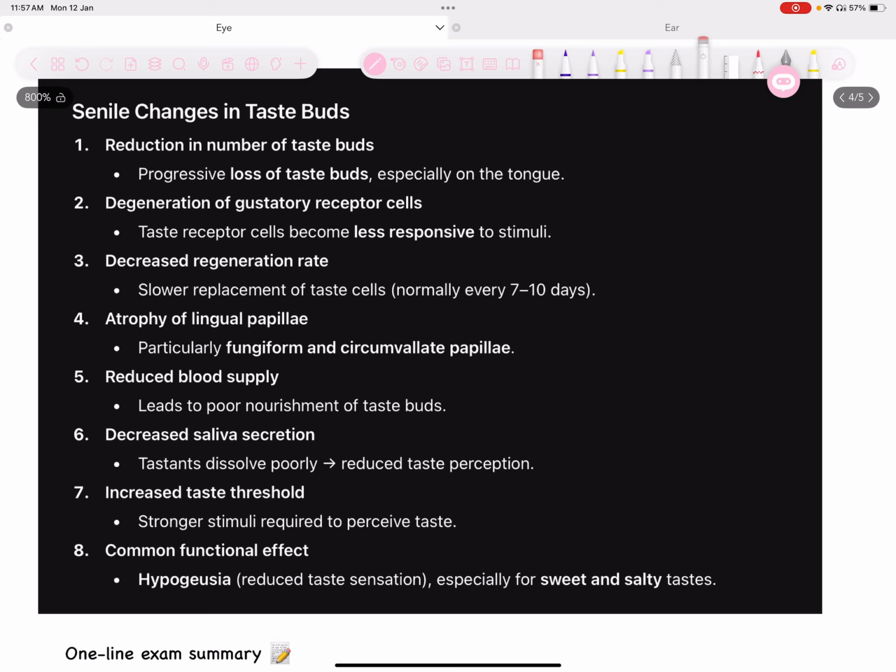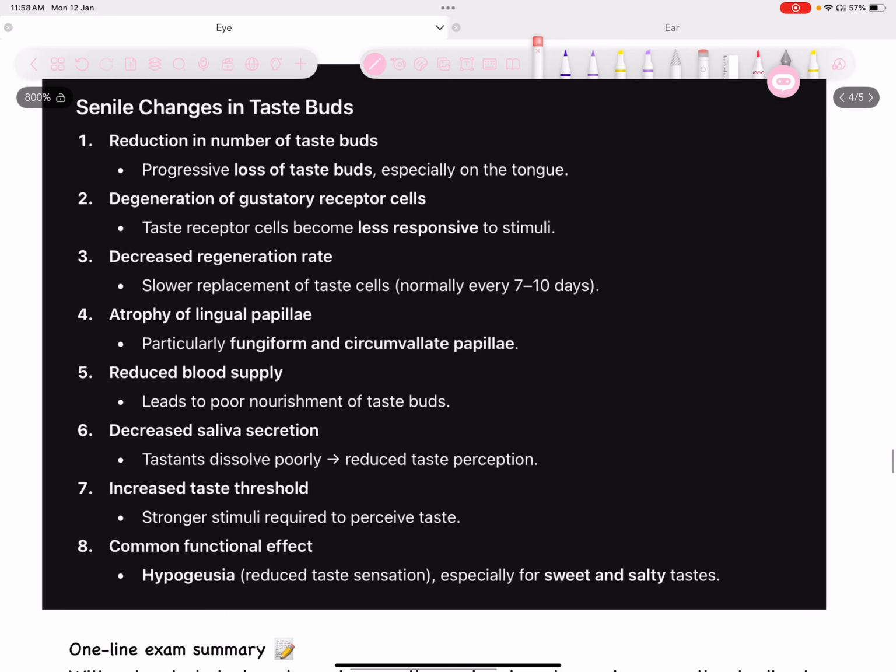So let's talk about that. First things first, reduction in the number of taste buds. The number of taste buds starts reducing. Progressive loss of taste buds, especially on the tongue. That's one of the reasons for the decreased sensitivity to taste. Degeneration of gustatory receptor cells.